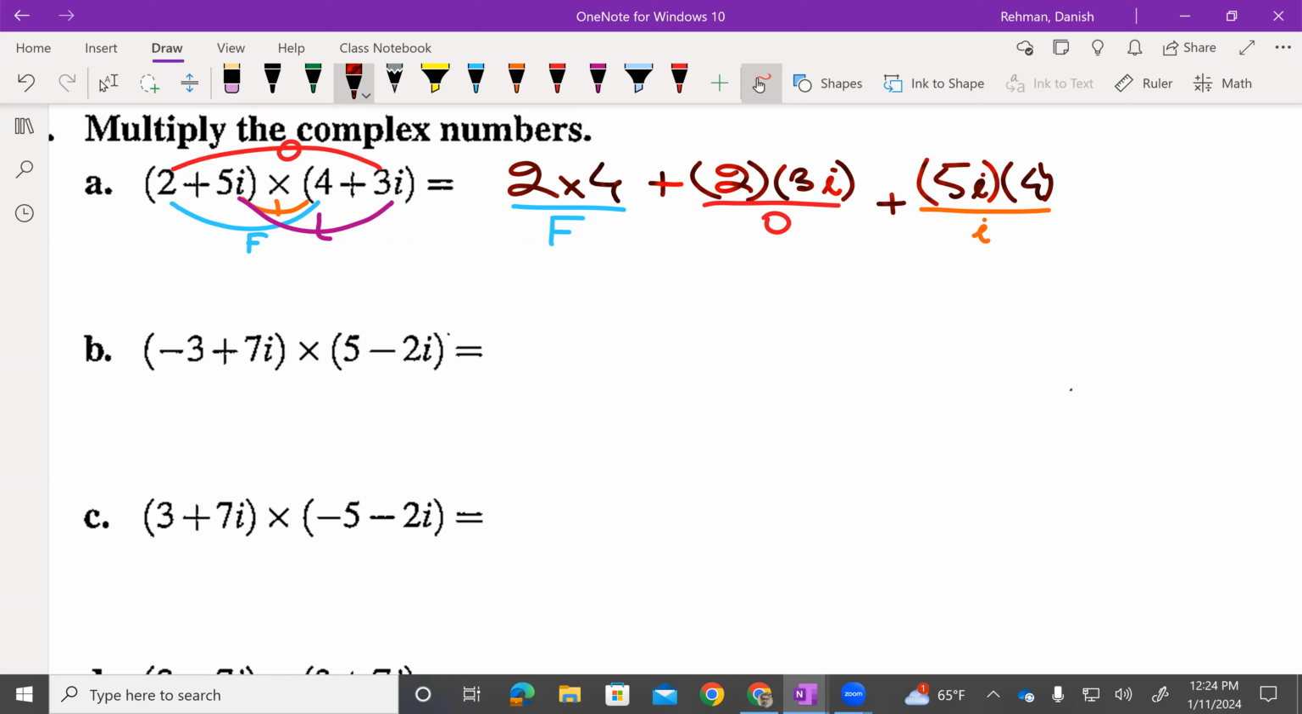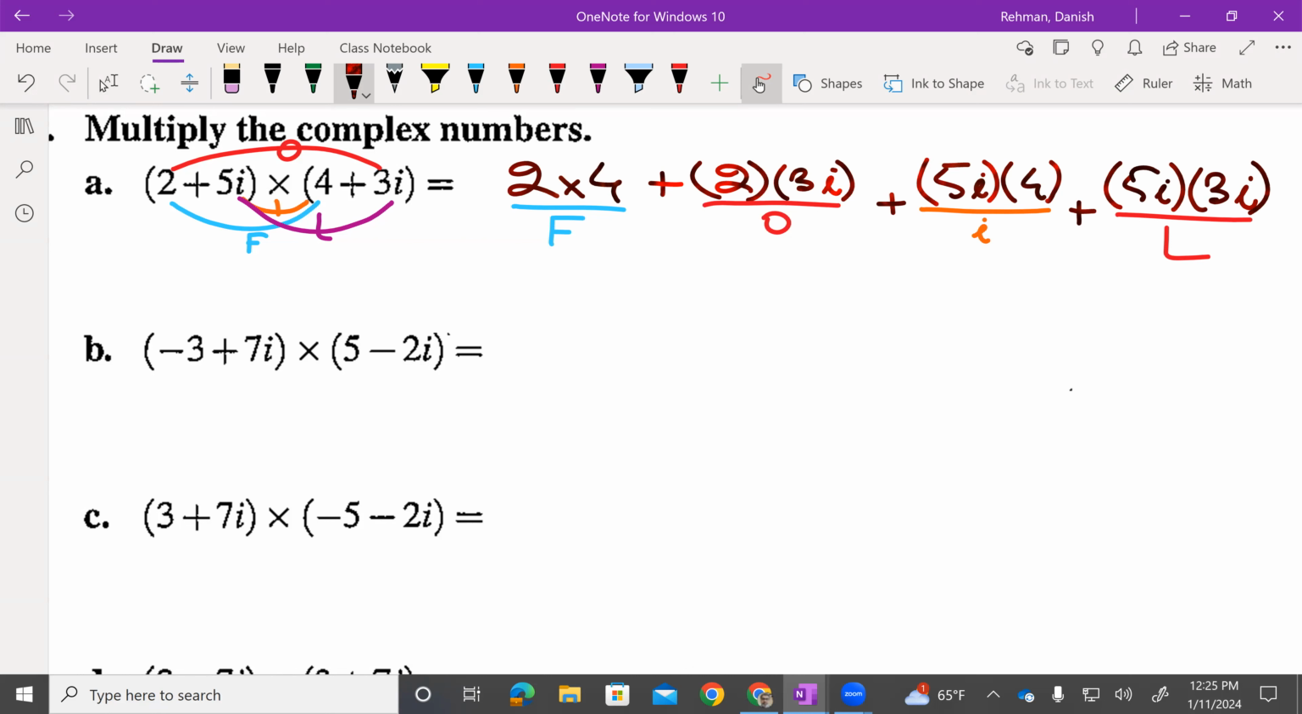And then the last thing, plus the last terms. What are the last terms of the FOIL? We have it now here: 5i times 3i. We completed the FOIL.